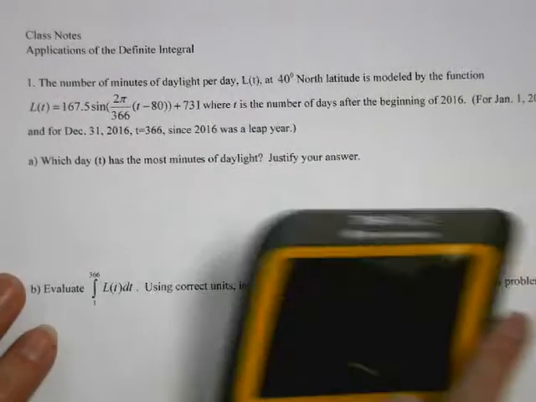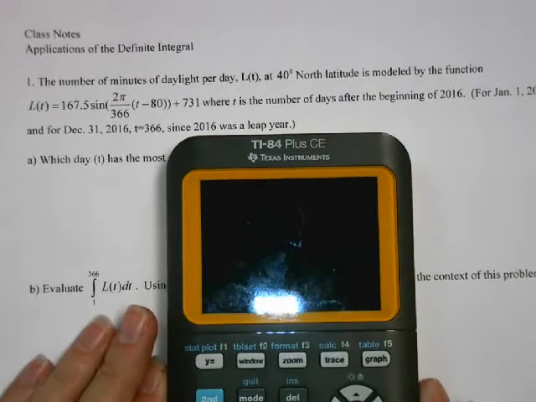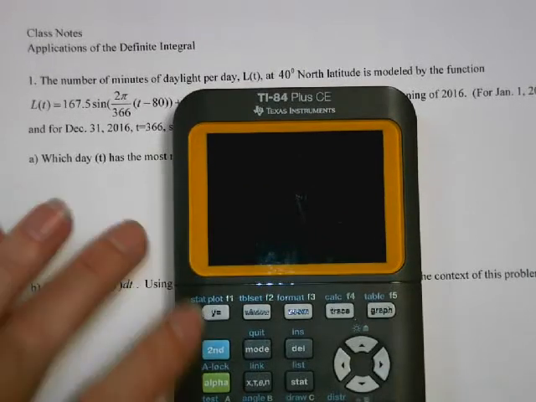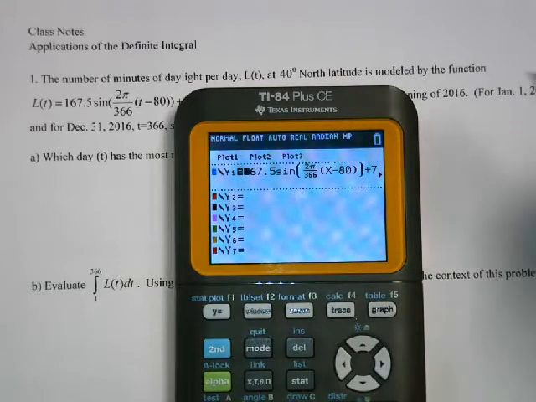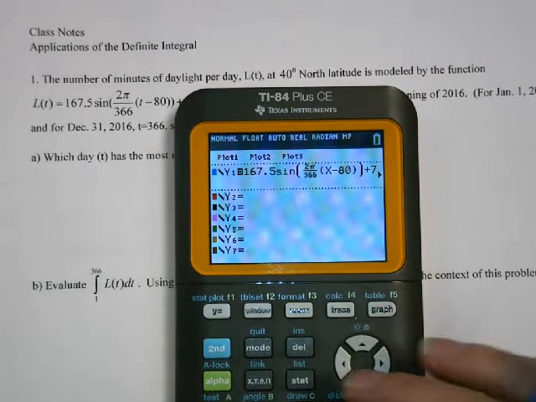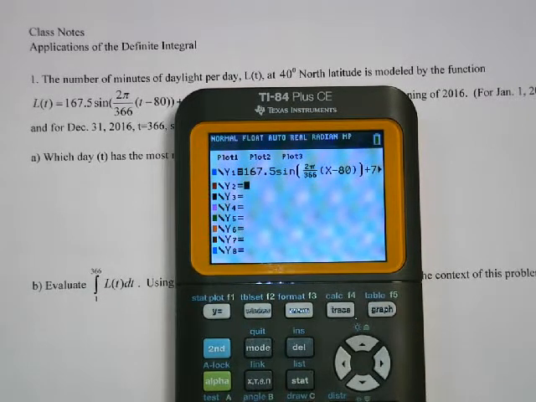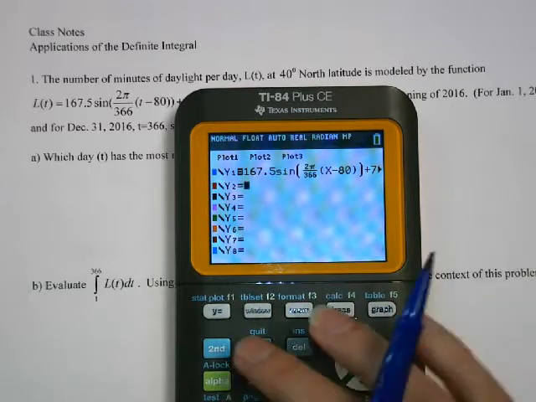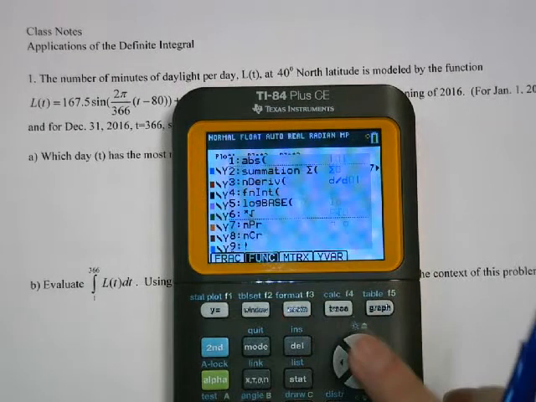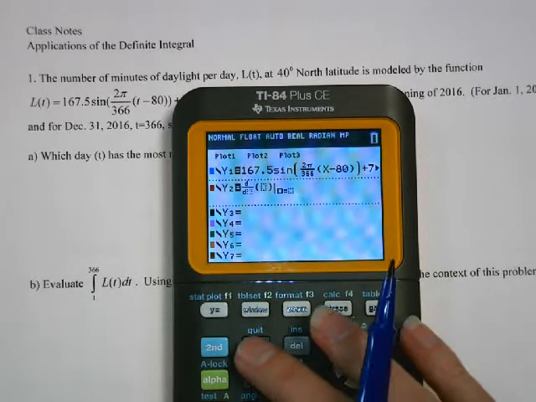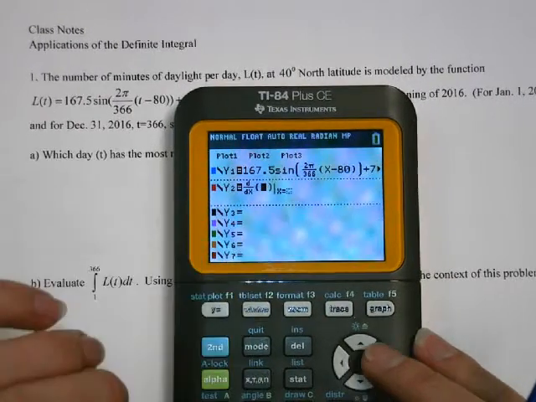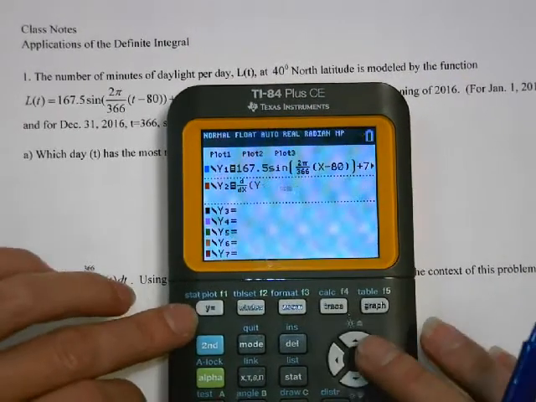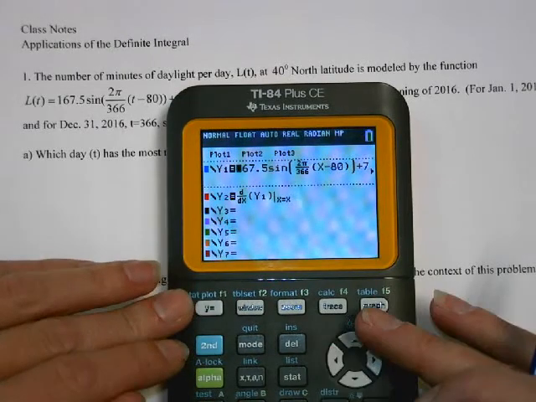So the first thing we're going to do is enter this equation into our calculator. So you go to y equals and type the equation in, always in radians for calculus. Okay. What I'm then going to do is graph the derivative. So I'm going to go to alpha f2 and do the derivative, d dx of y1 evaluated at x. And I'm only going to graph that one.